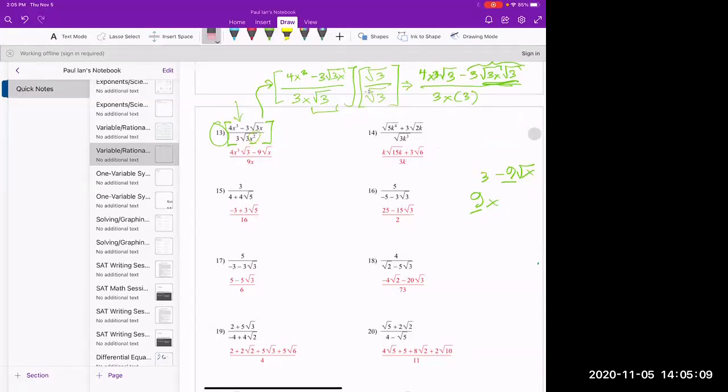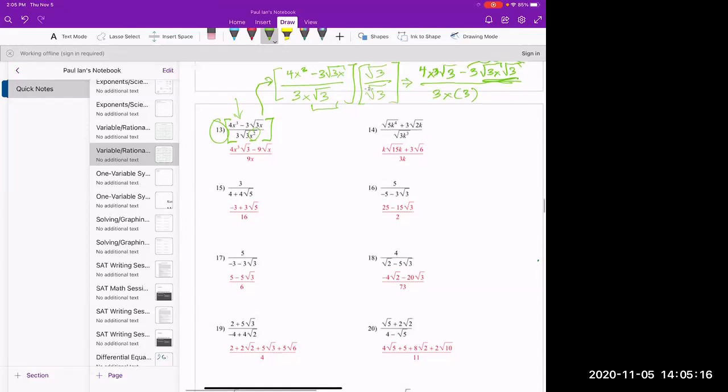I think doing this is a good way to hone the skill of doing this really fast, and then doing the rational exponents really fast. Okay, let's try doing this guy.